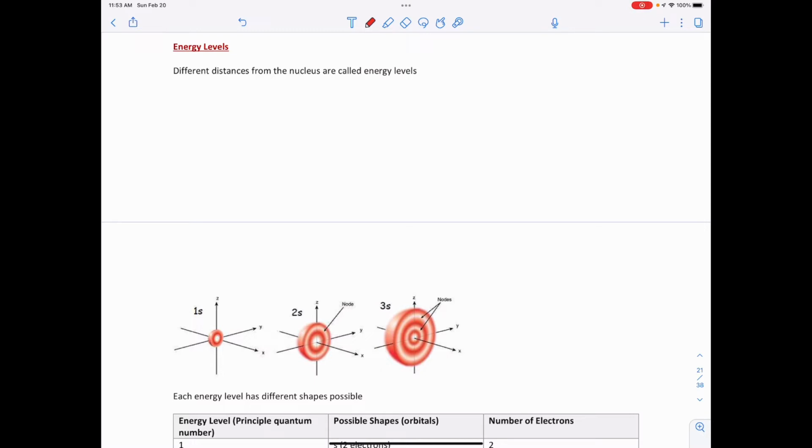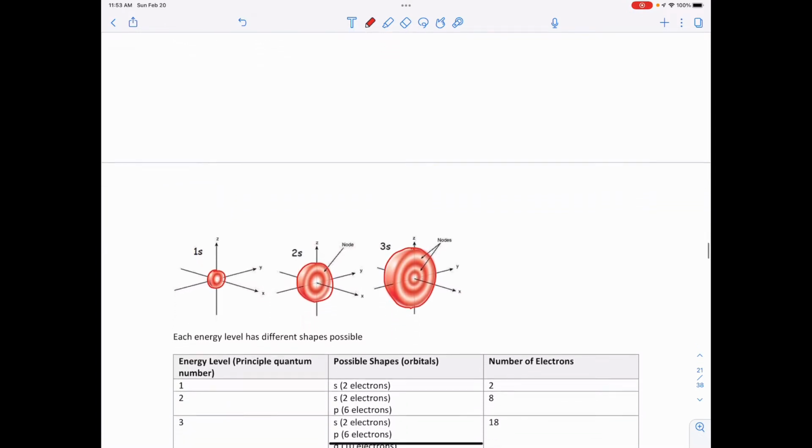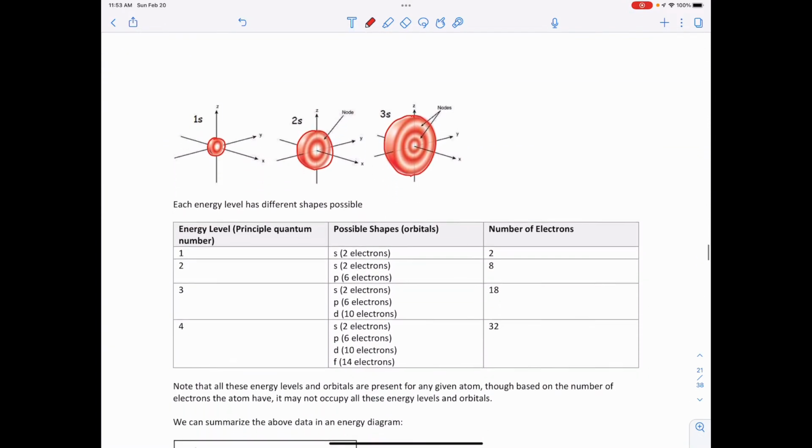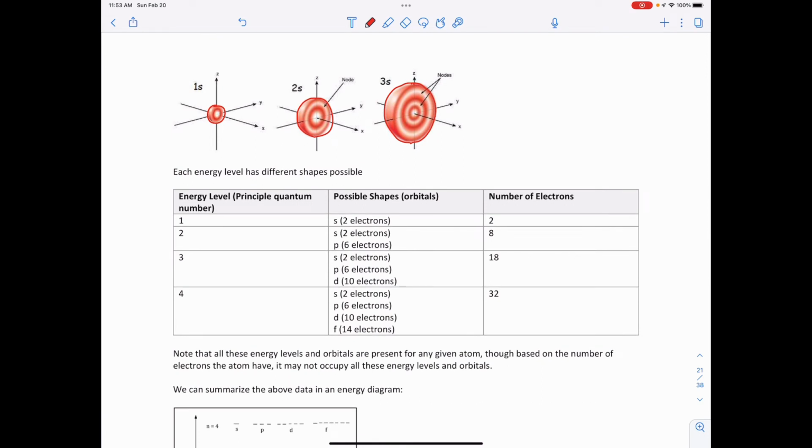Okay, so notice how this s orbital is quite close to the nucleus. At the same time, I could also have an s orbital with an energy level of 2, meaning that it's going to be a little bit bigger. Or I can also have an s orbital at an energy level 3. So each energy level has different possible shapes.